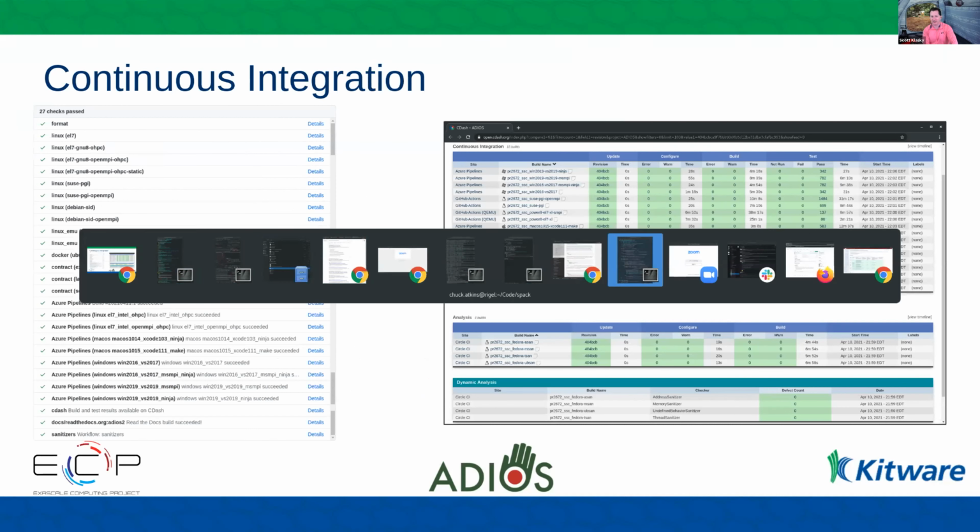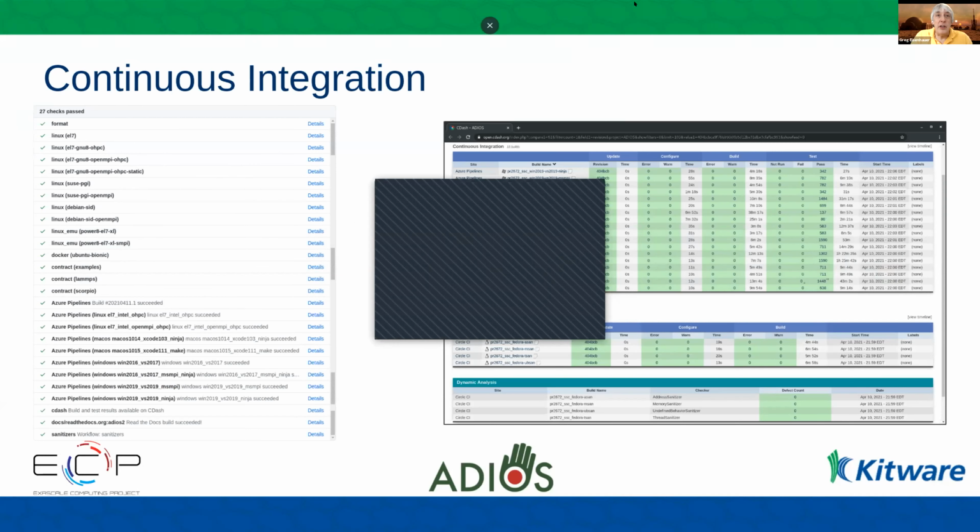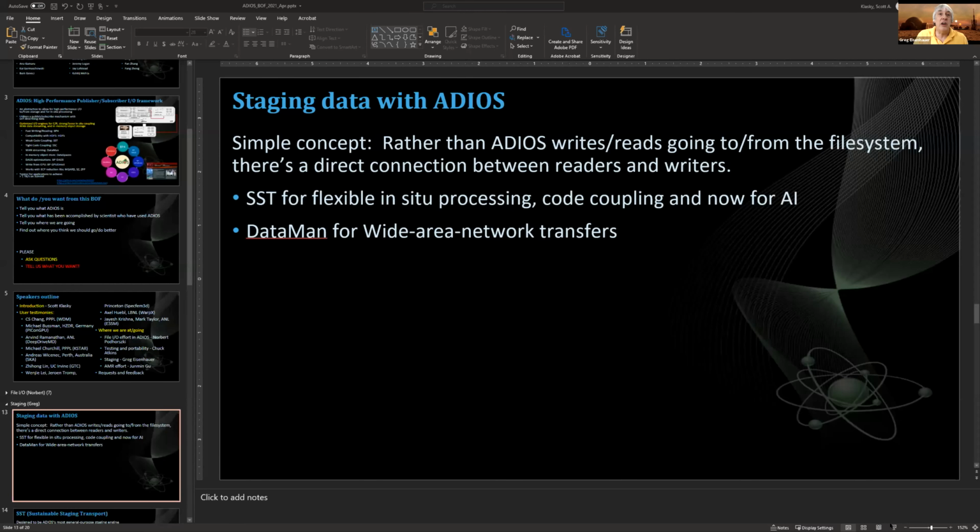Start talking. Okay, so I'm here to talk about data staging. While others have at least briefly touched on this earlier, let me specifically define what we mean by that. ADIOS originated as a file IO system, and a lot of folks are still using it that way. By data staging, we're talking about the simple concept of connecting the readers and the writers directly together and avoiding the file system. That's an easy thing to say, but actually accomplishing this efficiently is a lot more complex.